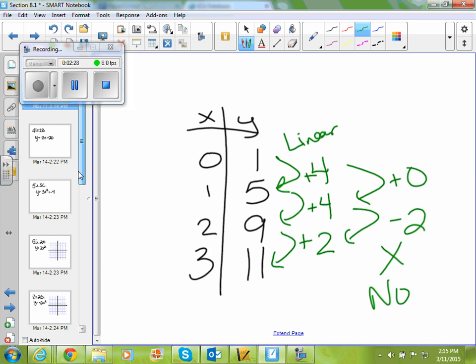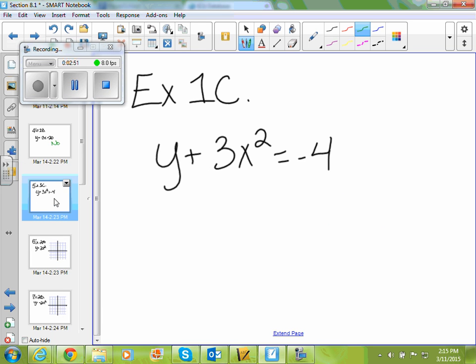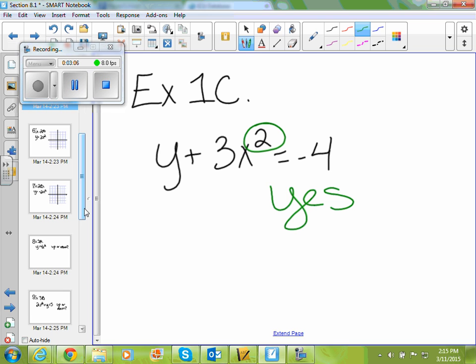The second way that I said we could tell if a function was quadratic was by looking at the equation. And what does it have to have to be quadratic? Exponent of 2. Okay, does this have an exponent of 2? So it doesn't have an exponent of 2. It has to be 2. Okay, so what about this one? Does it have an exponent of 2? Yes. No, it doesn't.